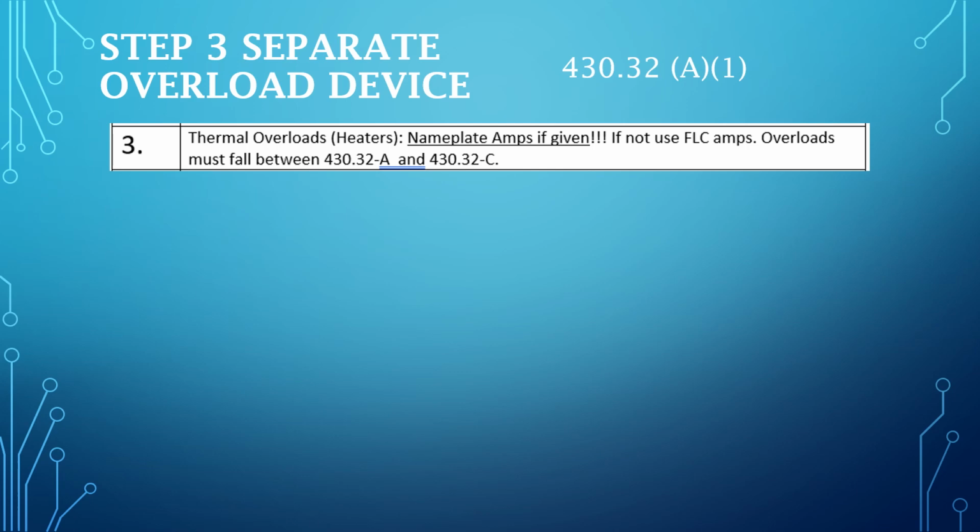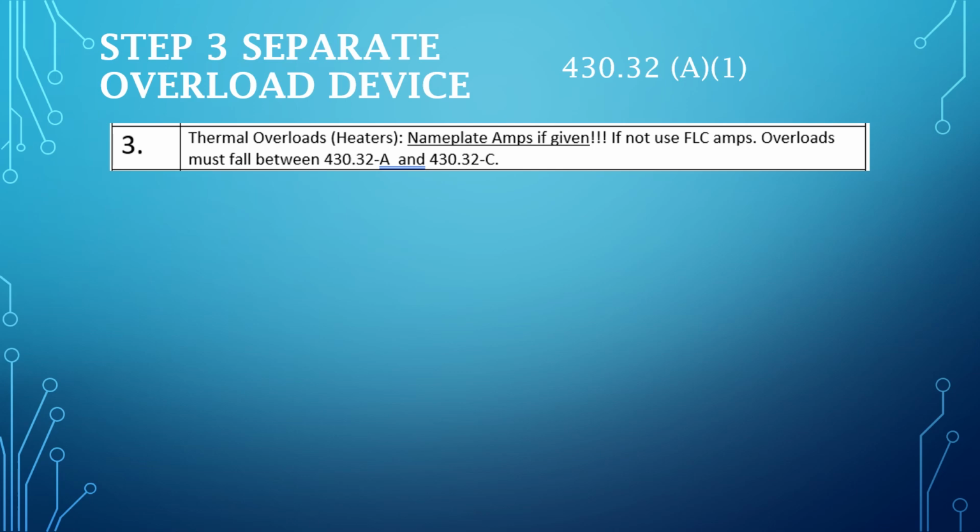All right, our first two steps: we've talked about our full load current, and we've talked about the wire size for the branch circuits going to each specific motor. Next, we're going to talk about the separate overload device that is specifically for each motor. These are many times called the overload heaters. This is the only place where we use the nameplate amperage, if it's given. If for some reason the nameplate's been ripped off and you can't read the nameplate amperage, then we can use the full load current and work from there.